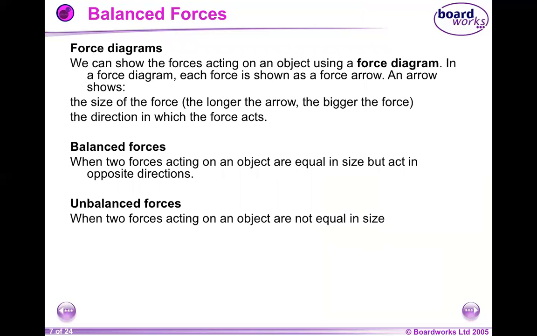We can show forces acting on an object using what we call a force diagram. What is a force diagram? It's a diagram that has the object, moving object or whatever it is, and it shows you how much force is acting on the right and on the left, or up and down of the object. Then we have two types of forces: balanced forces and unbalanced forces.